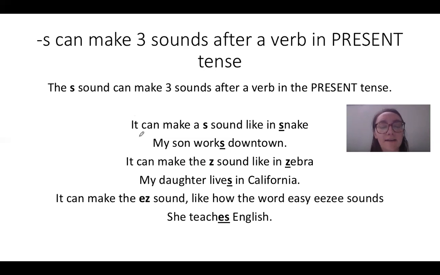In English, we can make the S sound at the end of a verb into an S sound, like in snake. My son works downtown. You can make it a Z sound, like in zebra. My daughter lives in California. But it also can make an ES sound, like a Z and an E. Easy, right? She teaches.